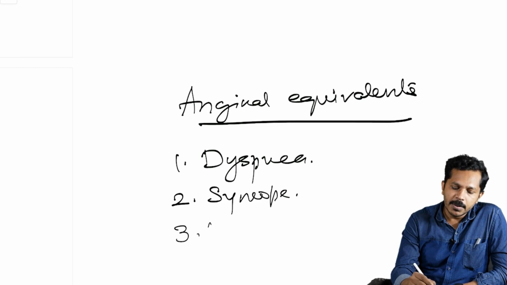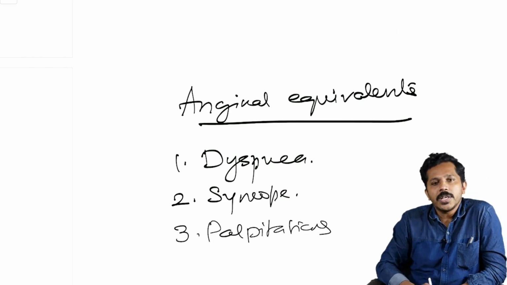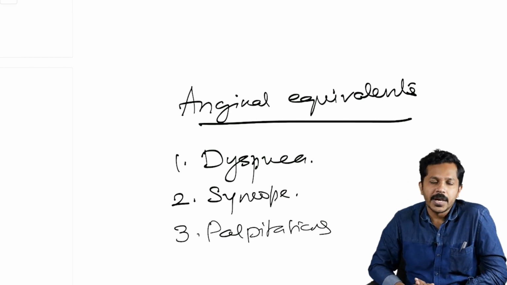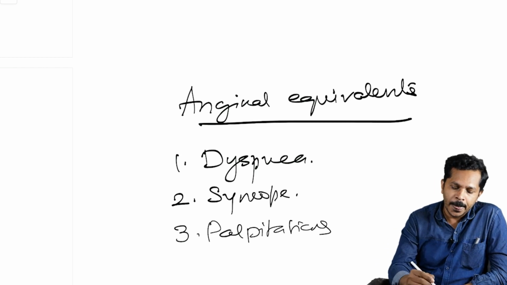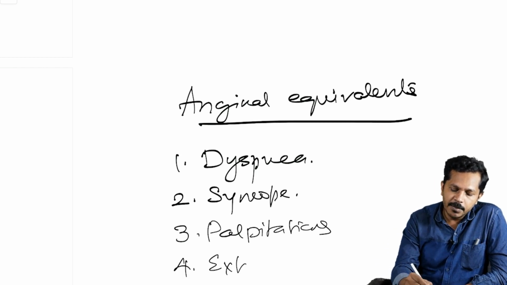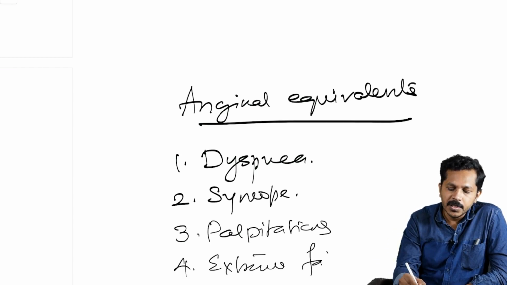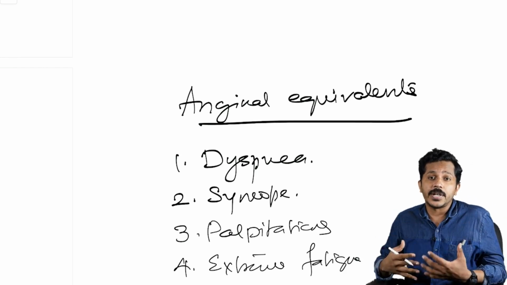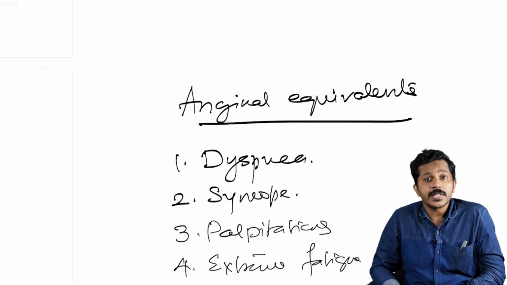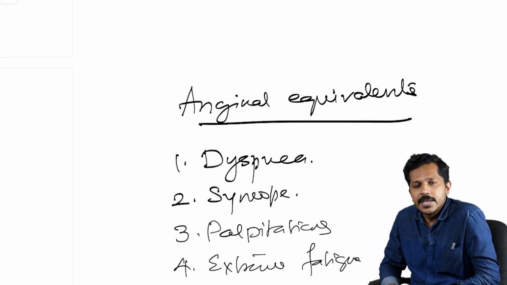The third symptom is palpitations, and the palpitations are usually associated with some arrhythmias, bradyarrhythmias or tachyarrhythmias, happening along with the myocardial infarction. And the fourth one is extreme fatigue. Usually following an exertion, if the patient is having extreme fatigue associated with sweating, nausea, etc., without chest pain, you can consider this as an anginal equivalent.